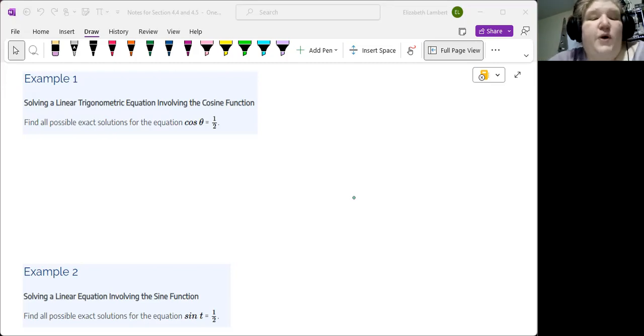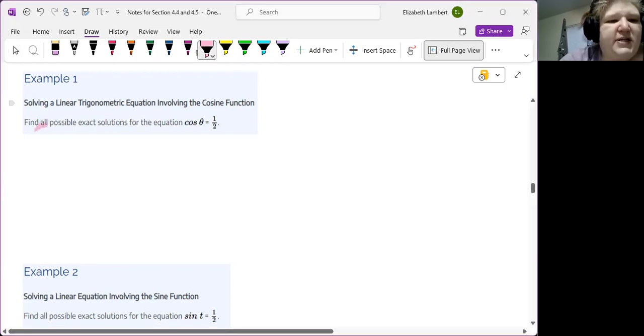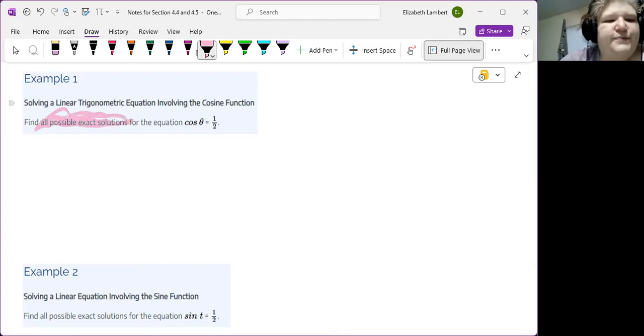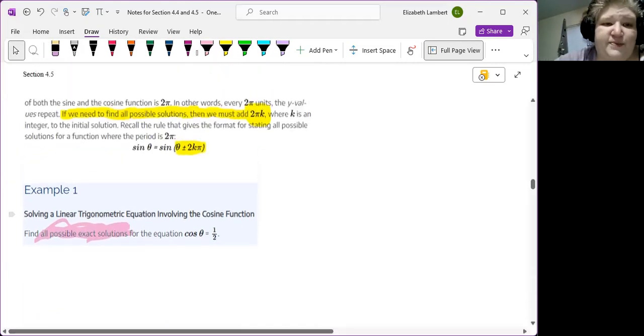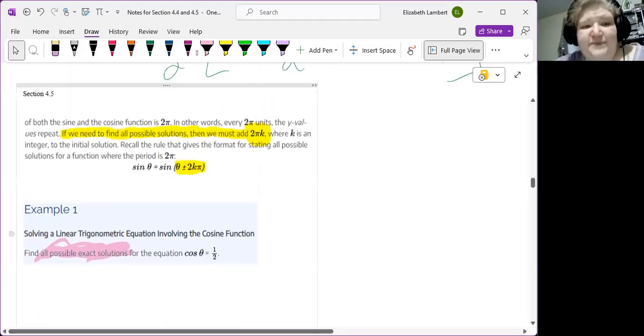All right. So our first one's here. We have cosine of theta equals 1/2 and sine of t equals 1/2. Now, first thing to notice here is the verbiage. I know you guys love to skip reading. It says all possible. So this is not just look on the unit circle and there's your answers. We're still going to do that, but we also have to do this.